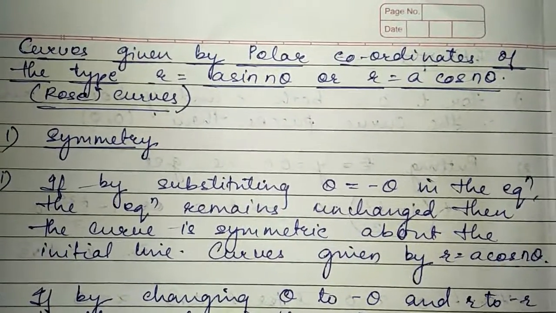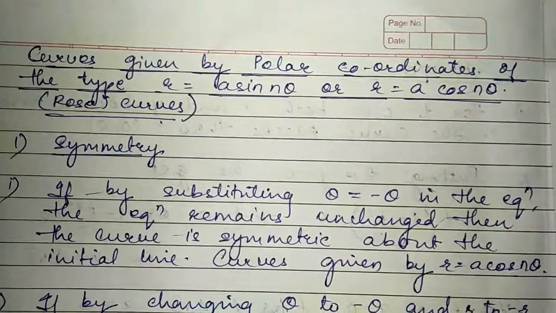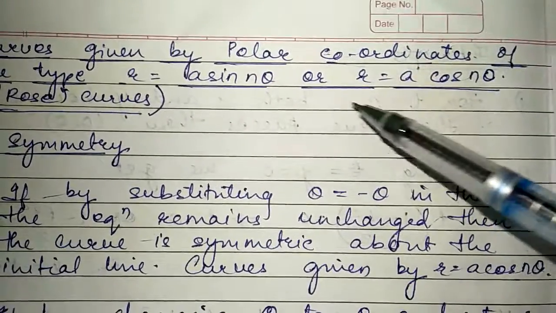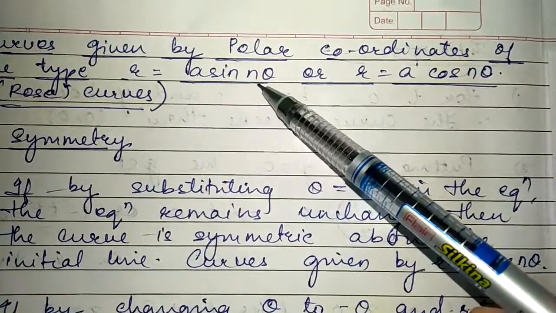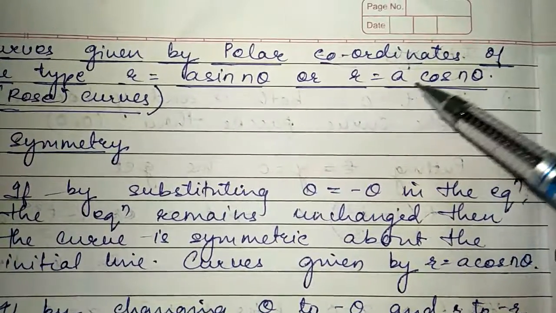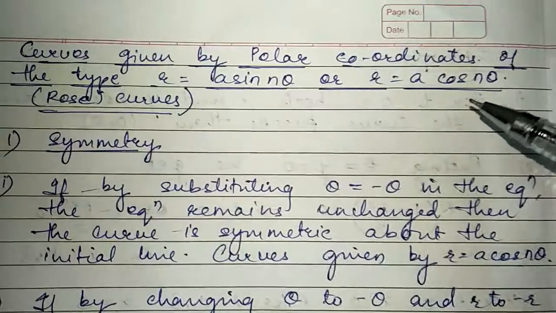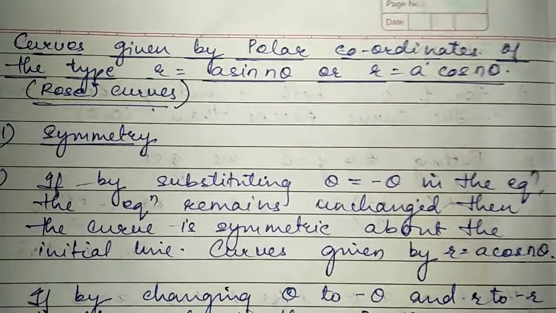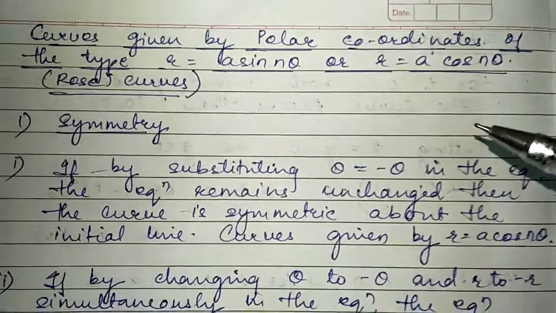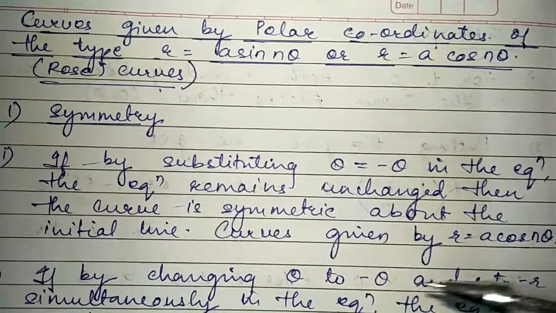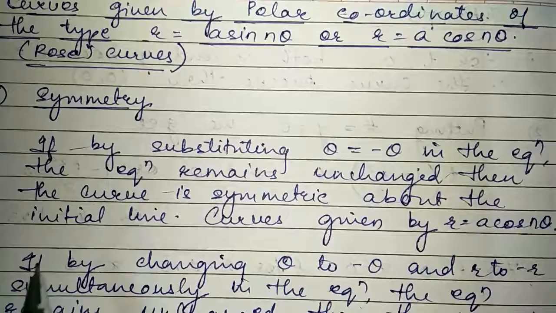Hello students, today in this video we will see how to trace the curves given by the polar coordinates of the type r is equal to a sin n theta or r is equal to a cos of n theta. And these type of curves are known as the Rhodes curves. Now to trace the curves, the first point to be taken into consideration is the symmetry of the curve.